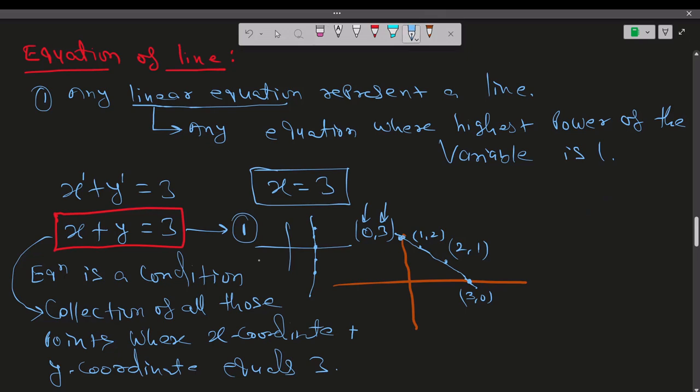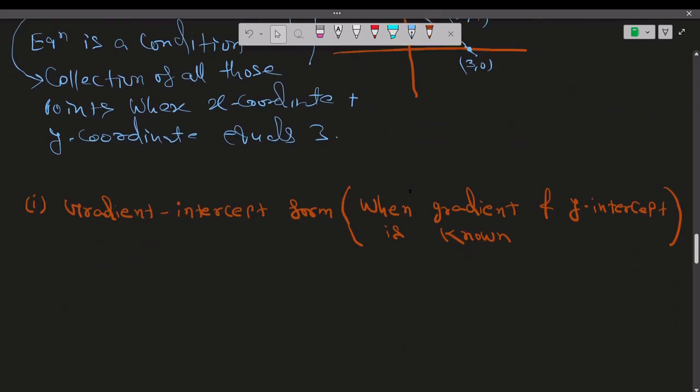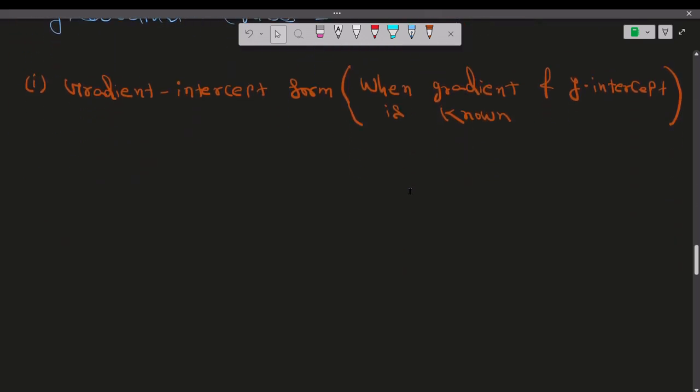Great. So I think we understood the meaning of equation. Equation is just a condition. Let us see different forms. This is an important one, where we will start with the first form. Let us write this as form 1.